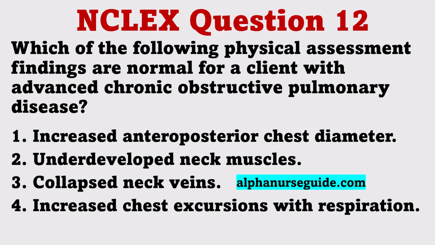Overly developed, not underdeveloped, neck muscles are associated with COPD because of their increased use in the work of breathing. Distended, not collapsed, neck veins are associated with COPD as a symptom of the heart failure that the client may experience secondary to the increased workload on the heart to pump blood into the pulmonary vasculature. Diminished, not increased, chest excursion is associated with COPD.